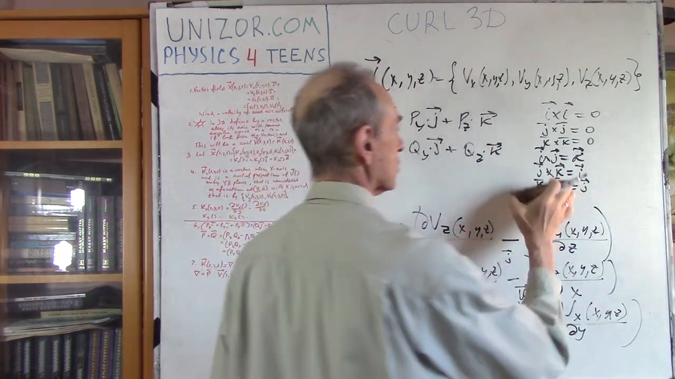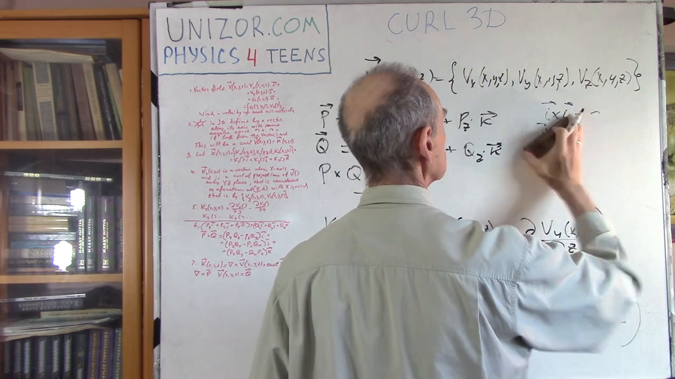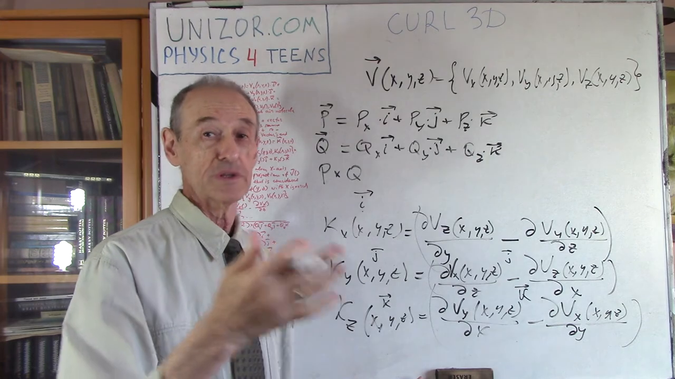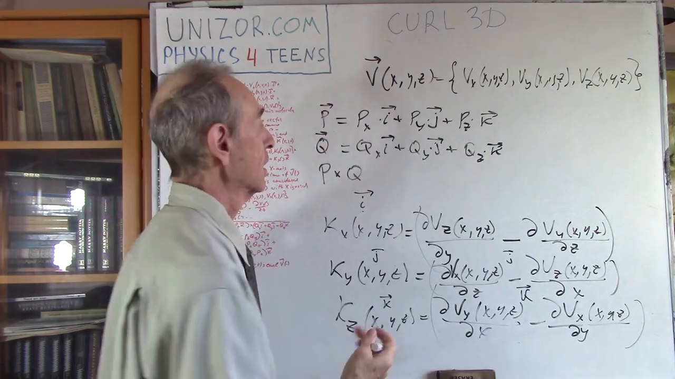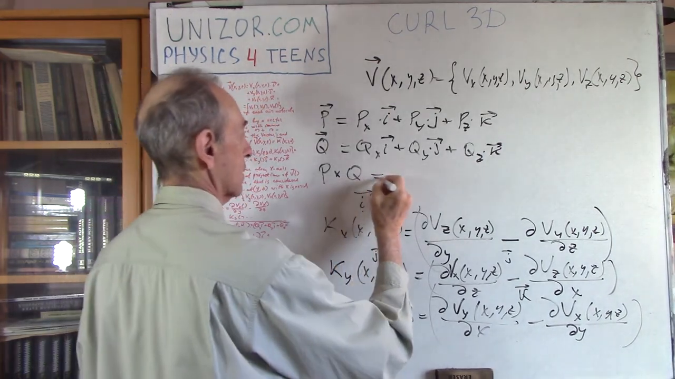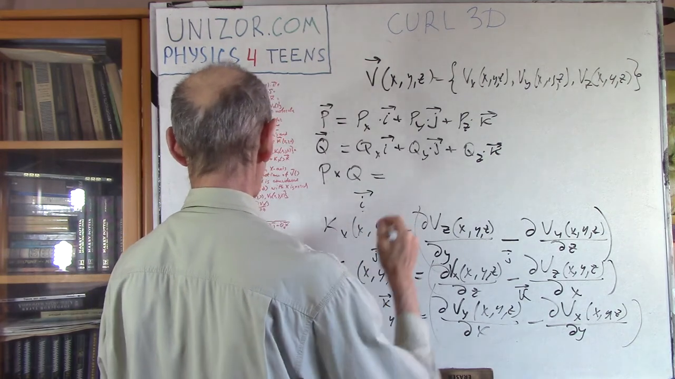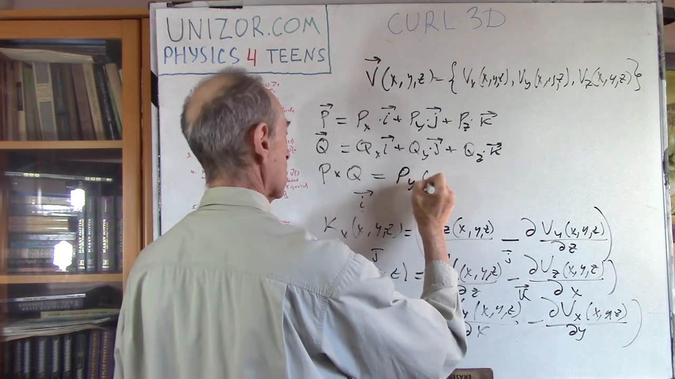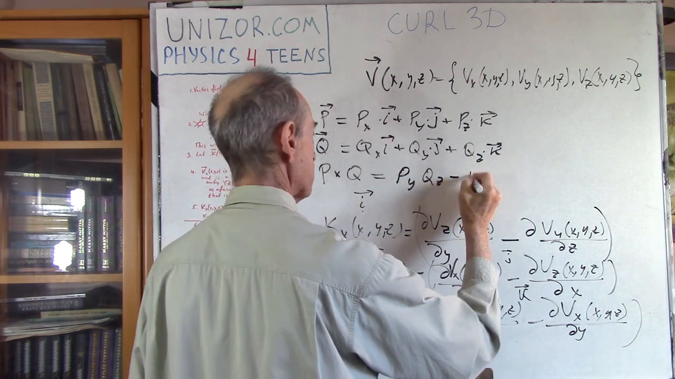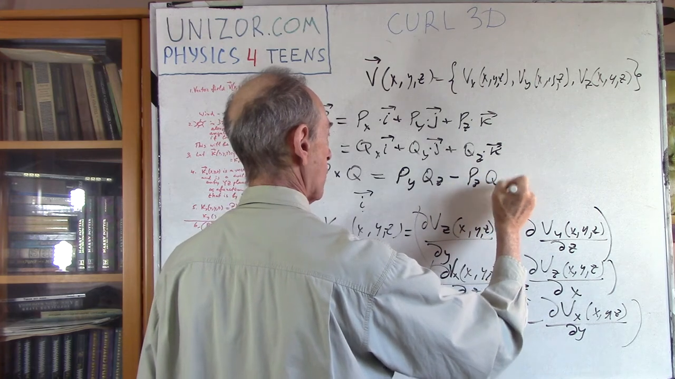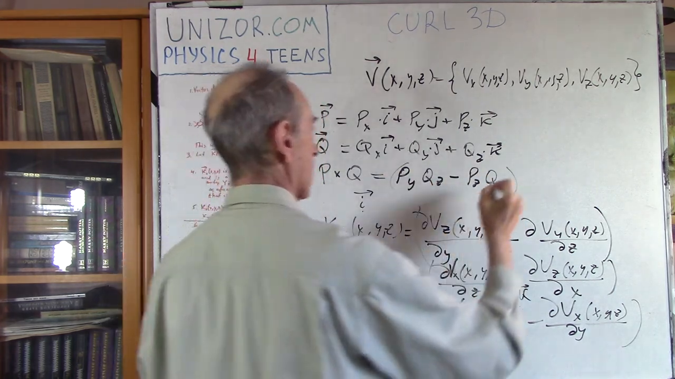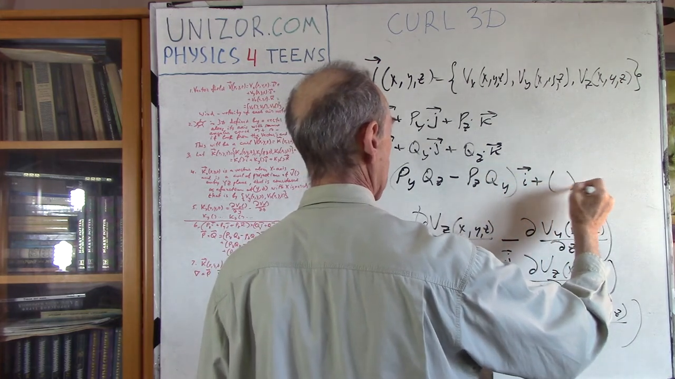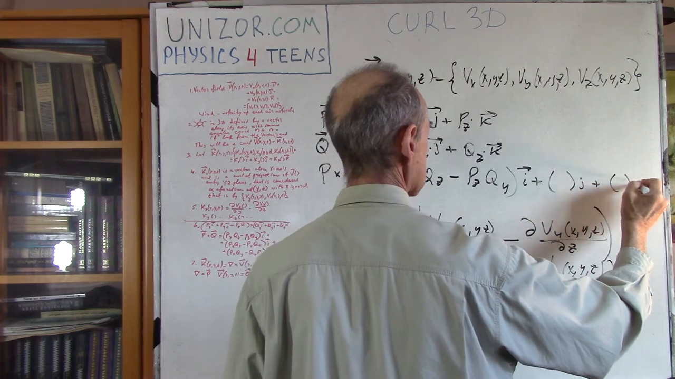So using all these rules, which are quite simple, I will write the result. And if you want intermediary results, it's all written in the notes for this lecture. But anyway, the result is py qz minus pz qy times i, plus analogous j plus analogous k.